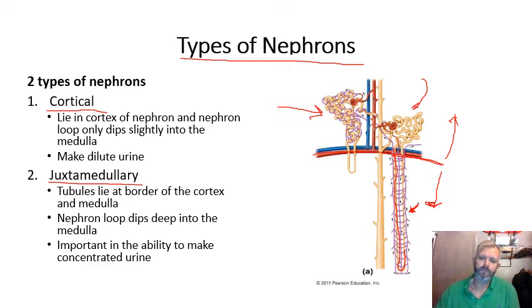These are going to be very important structures. We're going to spend some time looking at what's taking place here, because this is going to help us regulate some of the factors in urine production. It's going to allow us to make concentrated urine, urine with a lot less water and more solutes.